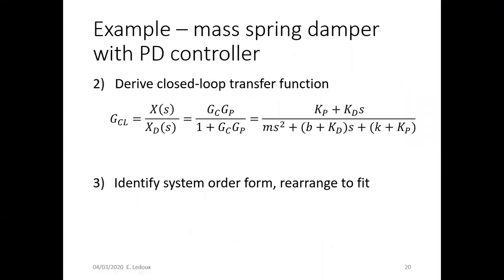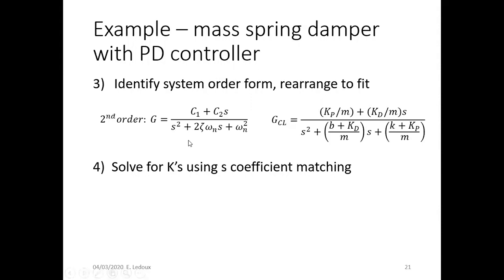Identify system order. We saw it was second order. We rearranged it to fit. So second order, then when we divide everything by M, we get nothing in front of this. Really, it would just be a 1. And then we have these coefficients. So if we know values for zeta and omega n, we can figure out what KD and KP have to be by setting that equal to that. And then we set this equal to this.